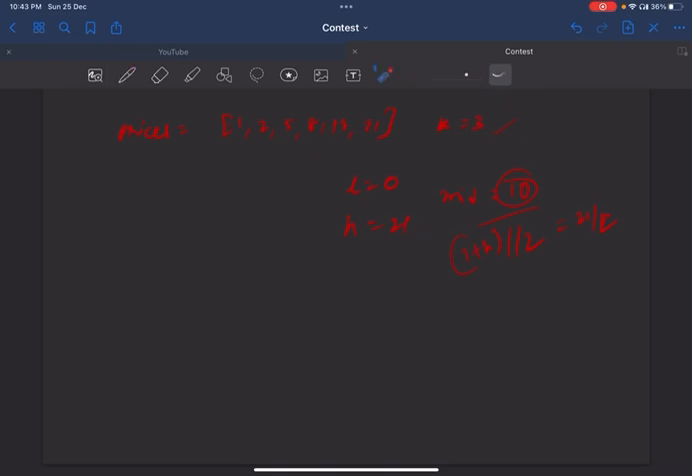If we are present here, we'll compare this and this. The absolute difference is 1, so this is not possible. We'll keep the i here and we'll move here and we'll see 1 minus 5 is 4. This is also not possible. Then we'll move here. 1 minus 8 is 7. Still it is less than 10. Now we'll move here. 1 minus 13 is 12. It is greater than 10. So these two candies can be a part of the basket.